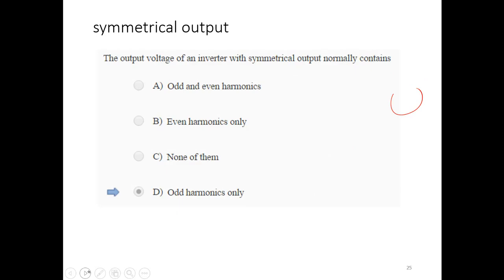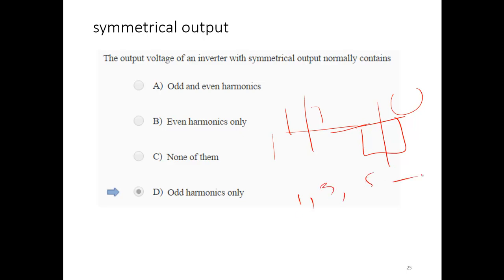Symmetrical output: the output of a symmetrical inverter normally contains only odd harmonics. If you have a symmetrical waveform, with a positive and then a negative half, you don't have the even harmonics. It will contain only the odd harmonics, not the even ones like 2, 4, 6. Only the first, third, fifth, and so on will exist.